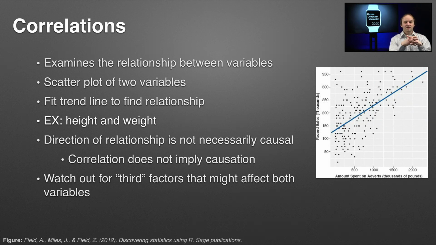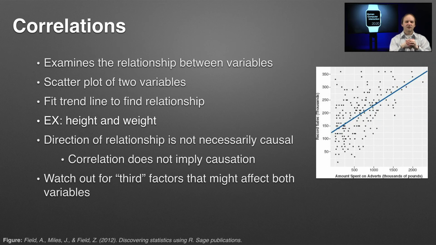So the other thing I want to talk about is correlations. Most of us are pretty familiar with this. In this case, this is a scatter plot showing amount spent on ads versus record sales. You've plotted all these points, and in this case, we've mapped a linear line trying to fit that as best we can. You can fit all kinds of lines to these things, all kinds of models. But the idea is to see if one variable is correlated with another variable.